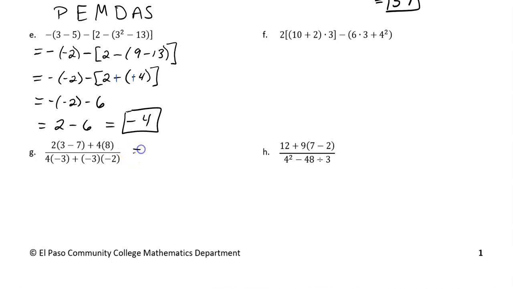So let's get started. We see parentheses, right? I'm looking at this parentheses first, the 3 minus the 7. That operation needs to happen before anything else here. So I'm going to go ahead and write this, a big fraction still. 2 is in the front. 3 minus 7 gives me negative 4. 4 times this 8. 4 times this negative 3. Negative 3 times this negative 2. Looking a little nicer.